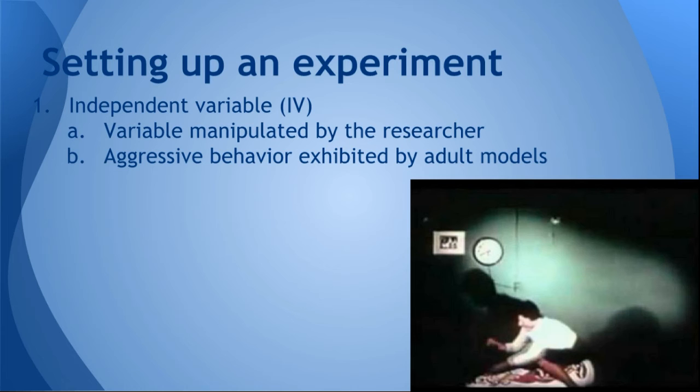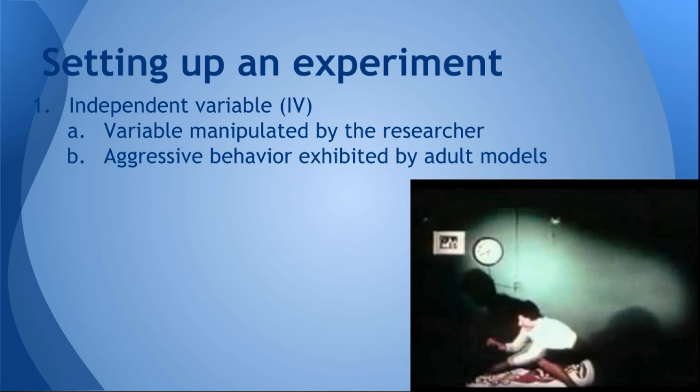We talked about how the researchers are manipulating one variable. That variable that the researcher is manipulating is the independent variable. It's the thing that the researcher is in control of. And so in this case, the independent variable is the aggressive behavior that is exhibited by the adult models. You see a still shot on this slide of one of the adult models punching the Bobo doll in the face while she sits on it. So that's the variable that's manipulated by the researchers.